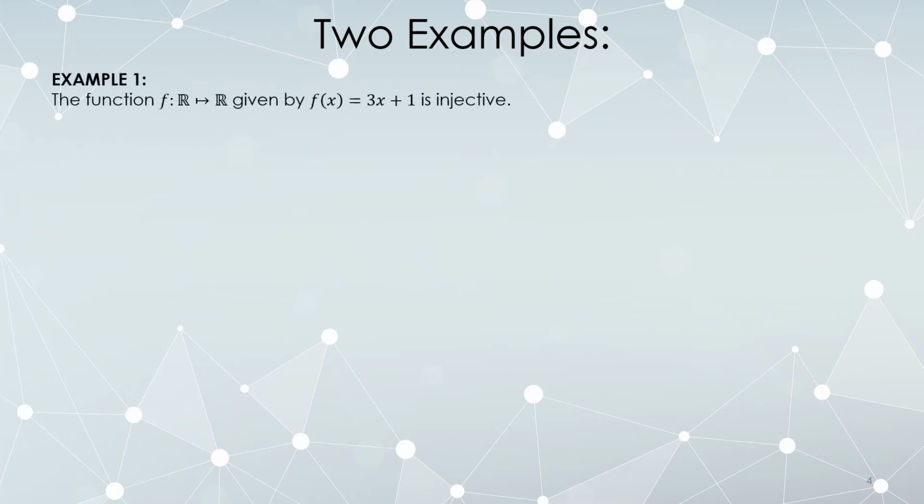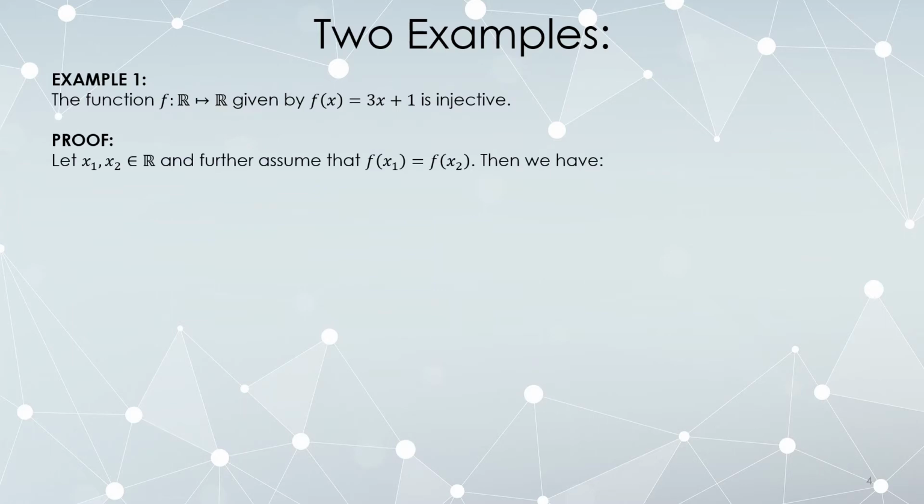First up, the function given by f of x equals 3x plus 1 is injective. So we need to prove that. Now remember that the definition of injectivity said, if f of x1 equals f of x2, then x1 equals x2. So we start off by assuming that f of x1 equals f of x2, and the goal is now to show that x1 equals x2.